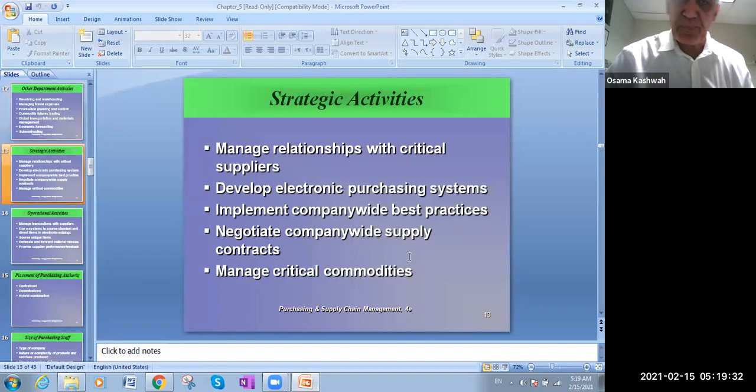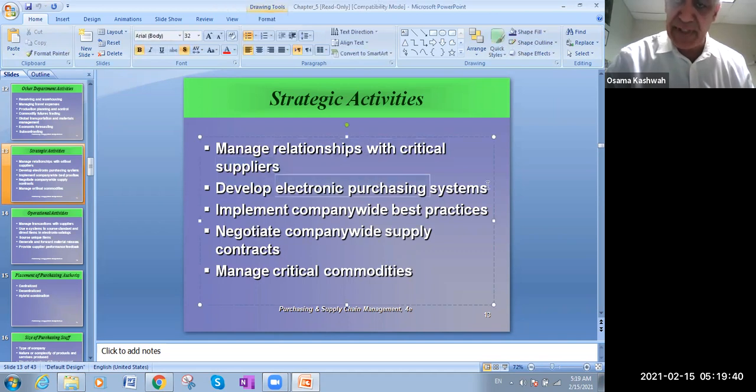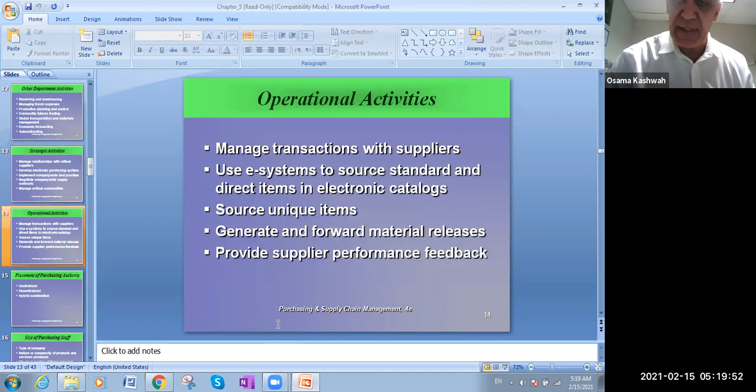Okay. We also have strategic activities like managing relationships with critical suppliers, developing electronic purchasing systems, implementing the company's best practices, negotiating the company's supply contracts, and managing critical commodities. And this is another point of the jobs of the purchasing department.